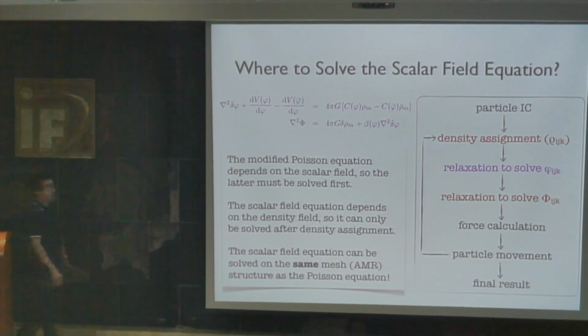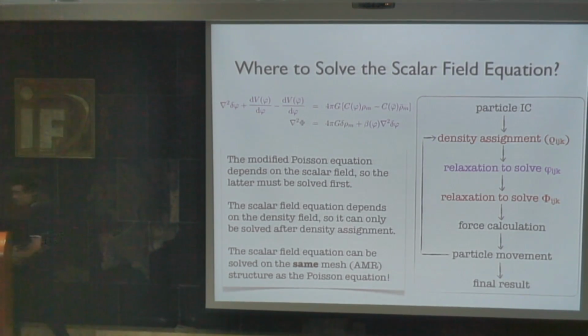So the question now is, where do we want to add the solver of the new scalar field equation to this whole picture? And that is quite clear. If you look at this scalar field equation and this Poisson equation, you will see that the Poisson equation depends on the scalar field. So that means that the scalar field has to be solved before the Poisson equation is. On the other hand, if you want to solve the scalar field equation, you see that it depends on the density field. And that means that this equation must be solved after you have got the density field. And that means that the new equation solver will be added between these two atoms, and that is here.